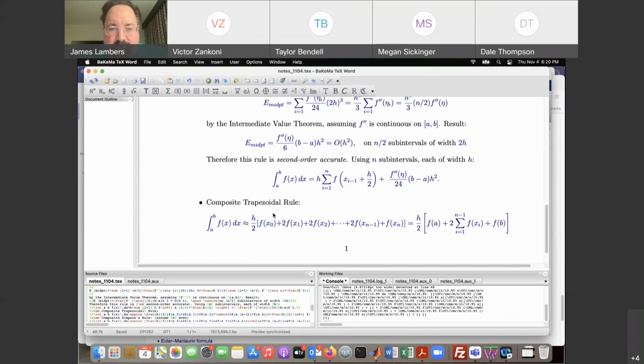So the first trapezoid involves x0 and x1. Second trapezoid involves x1 and x2, and so on. And here's another way of writing the composite trapezoidal rule. You have f of a, f of b, and then twice the sum of all the other f values in between.